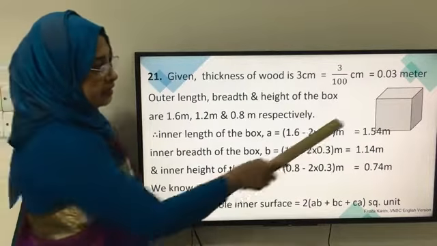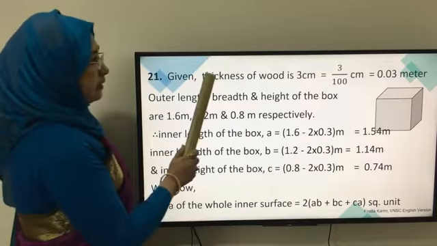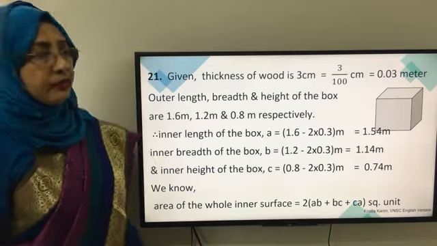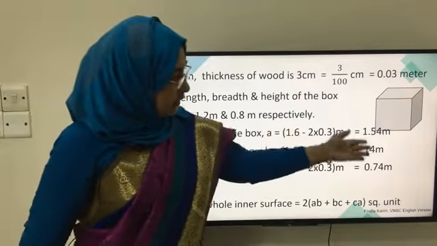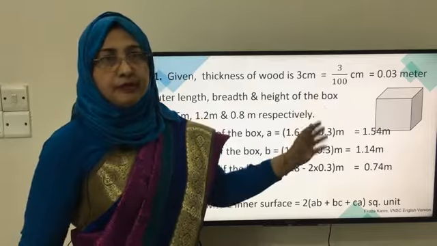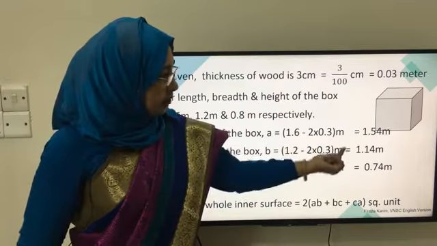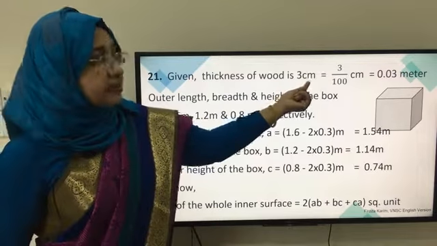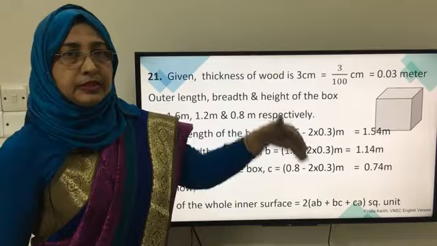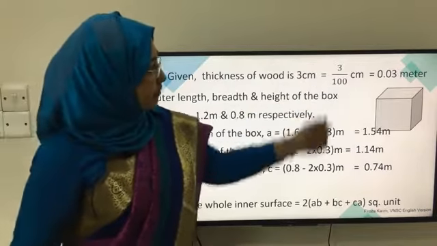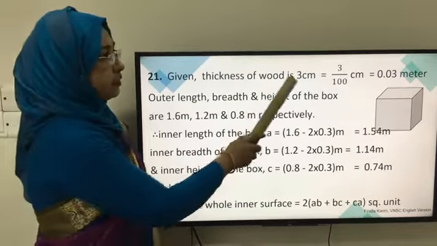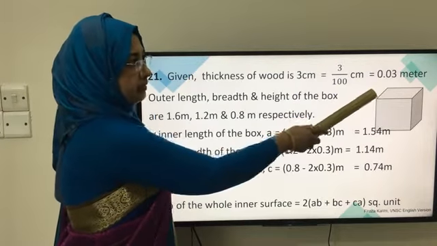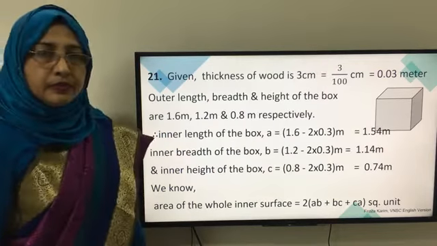Yes, this is the rectangular box and thickness of wood is given 3 centimeter. You have to be careful whether the units are the same or different. Here all the 3 dimensions are given in meter, but the thickness of the wood is given in centimeter. So we have to convert it into meter. See here, thickness of the wood is 3 centimeter and converting it into meter, that is 0.03 meter.